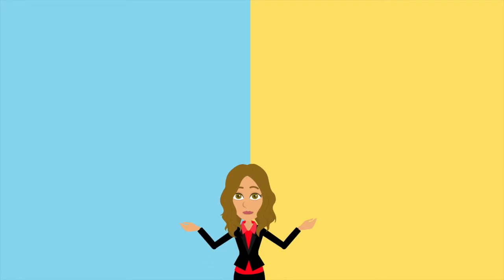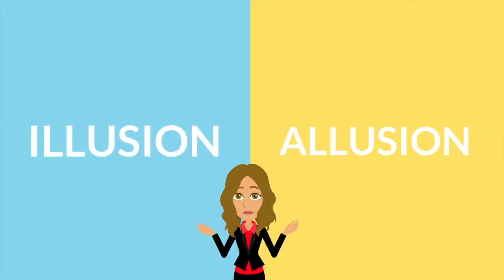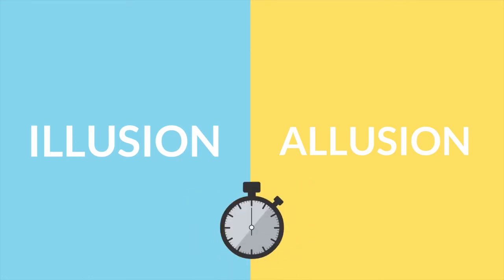Our third pair compares illusion and allusion. If you saw a cat tap dancing on your dining room table, would this be an illusion or allusion?